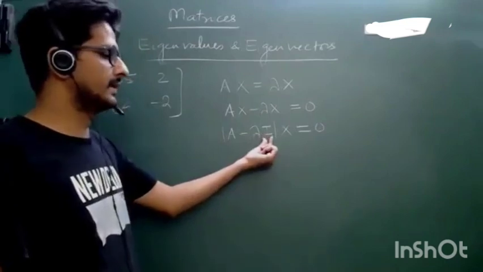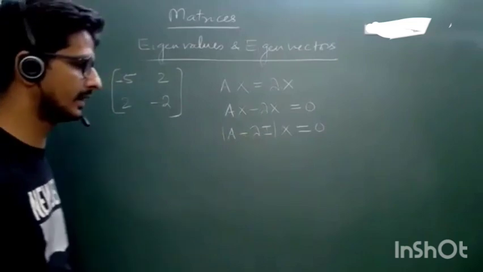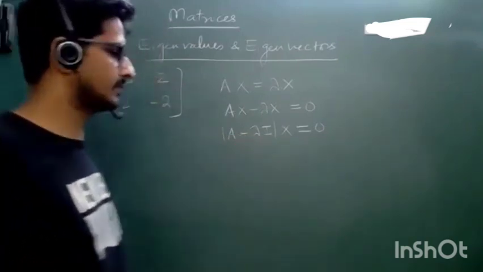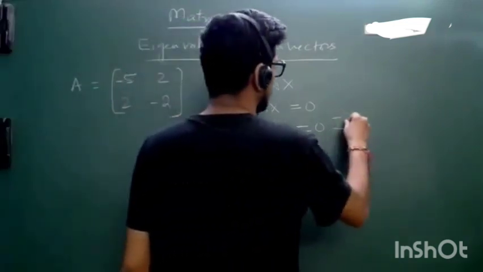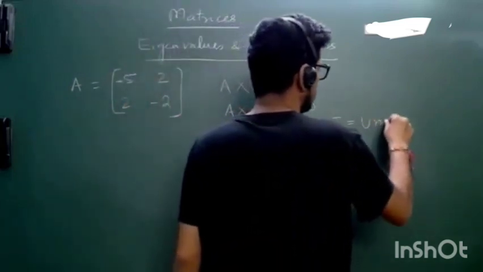because only matrix can be subtracted from a matrix. Only matrix can be subtracted from the matrix because dimensions should be equal to subtract. So this I is known as unit matrix. This is unit matrix.